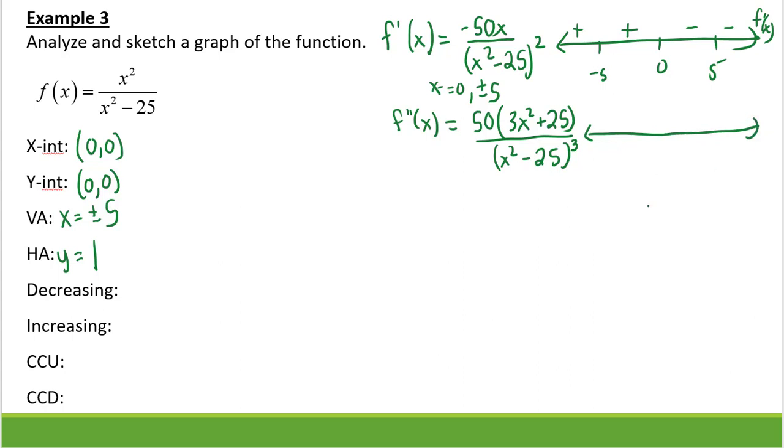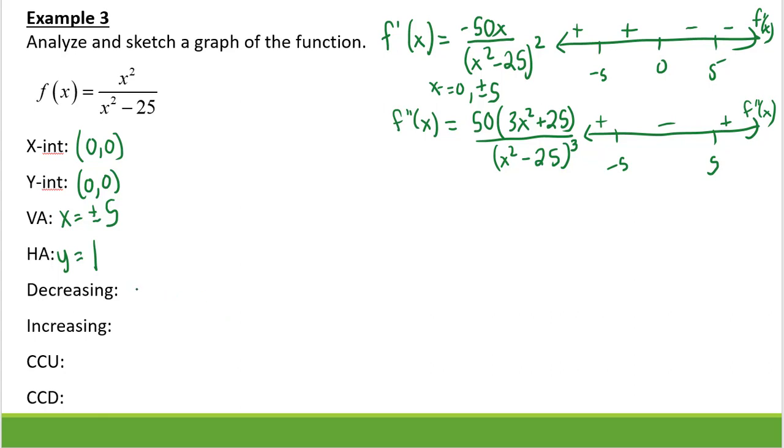And again, my critical points in this case are positive and negative 5. 0 is not a critical place. We don't have to worry about imaginary numbers. So I am positive, negative, positive, and this is for my second derivative.